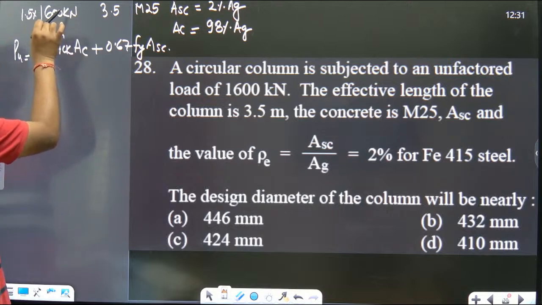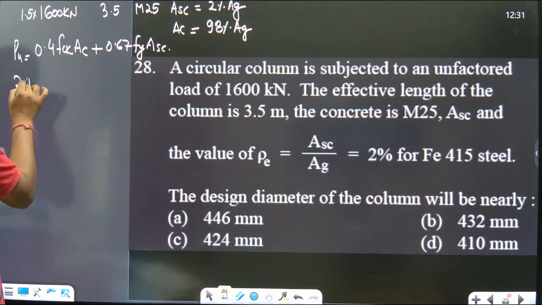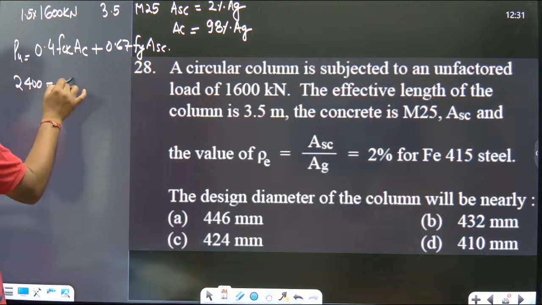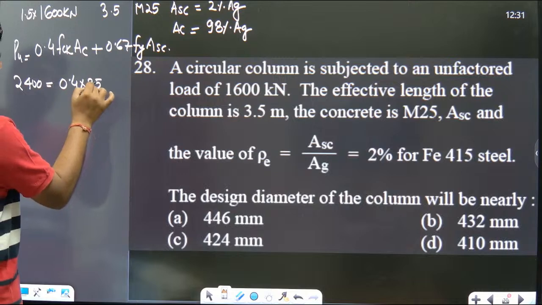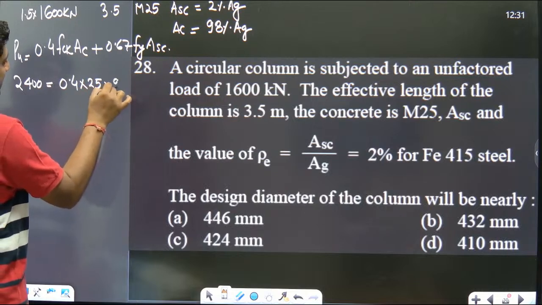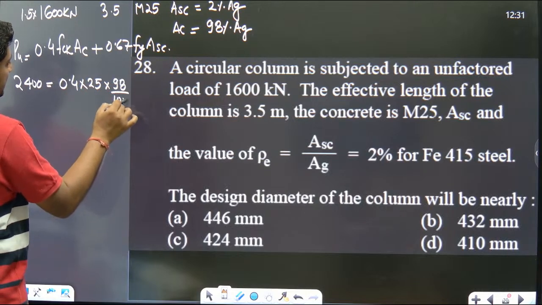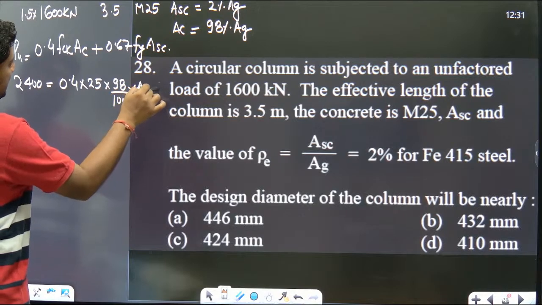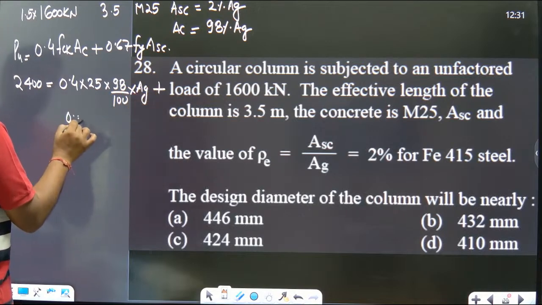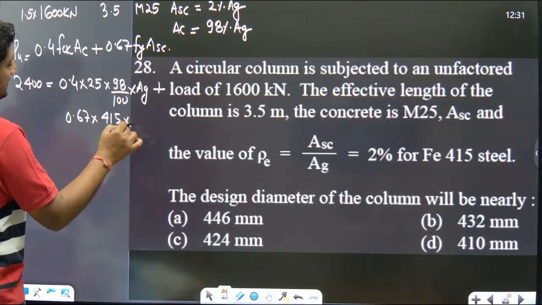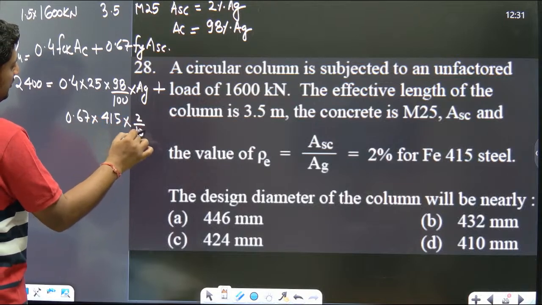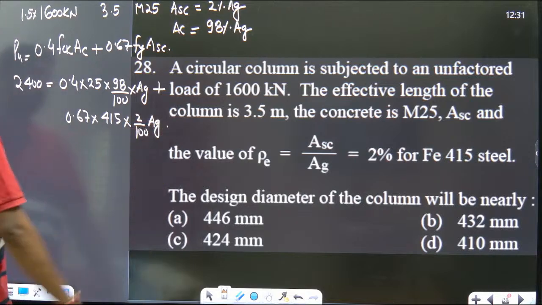So 50% increase gives 2400 kilonewton, which equals 0.4 into FCK. FCK is given as M25. Area of concrete is 98% of gross area, plus 0.67 into yield stress, which is 415, into 2% of gross area. Yes or no? So this is the equation of gross area. What is gross area? Pi by 4 into D square.